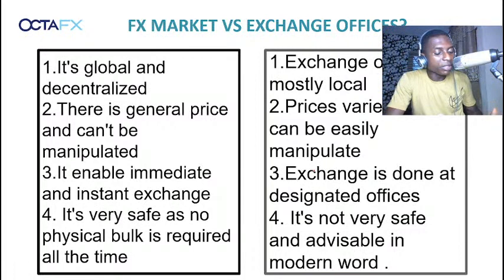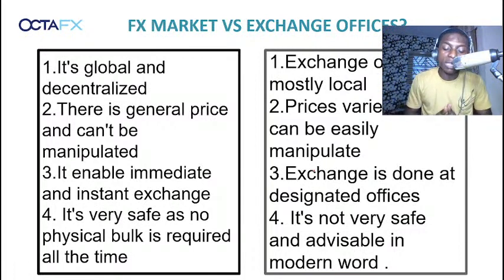Because of the advent of the forex market, a lot of persons would not have to be carrying so large a volume of cash, right? Larger volume of cash, than is being traded in the market.